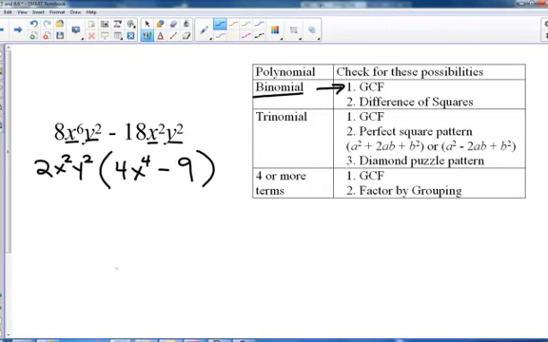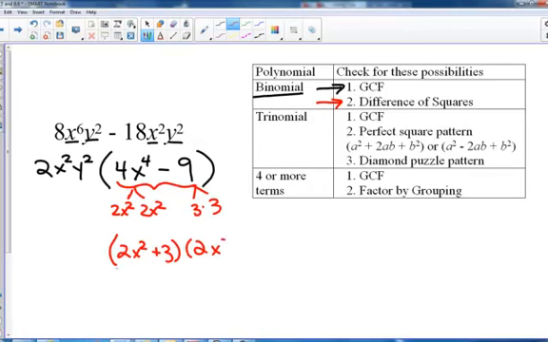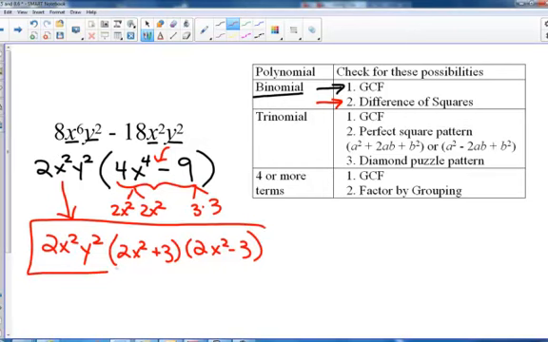Now I'm not done, because this right here is still factorable with the difference of squares. This is a perfect square, 2x squared times 2x squared. This is a perfect square, 3 times 3. So this whole thing factors into 2x squared plus 3, 2x squared minus 3. One's a plus and one's a minus because it adds to give me 0, multiplies to give negative 9. I need to not forget my greatest common factor out front, and this is my final form of that factored.